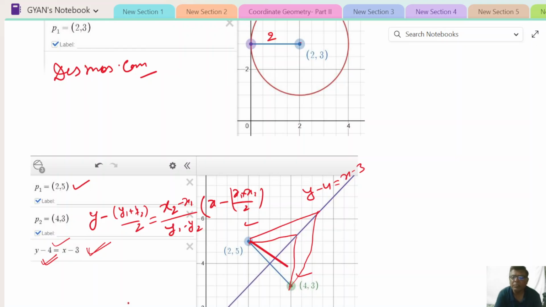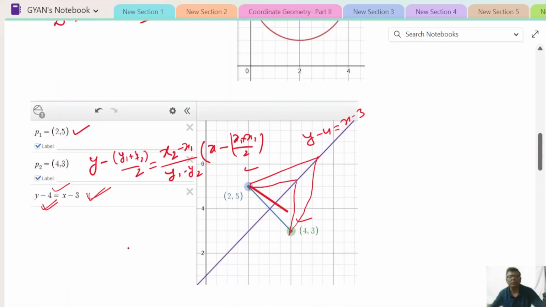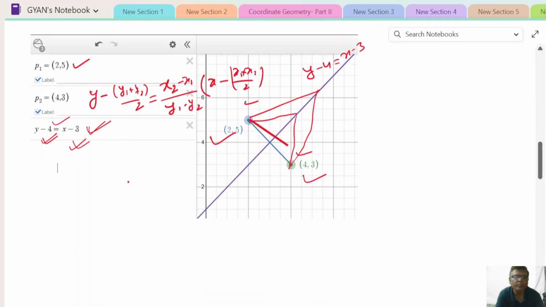So what is that? This is the perpendicular bisector of the line joining the two points, this one and this one. So if we know these two points, we can find the perpendicular bisector of the line joining them. Now come to the next example.